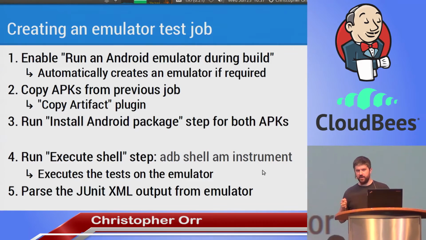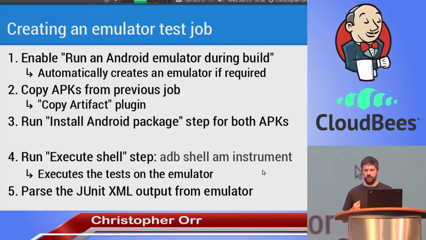Jenkins will then create that emulator for you on the fly at the start of your job. It will start it up, wait for it to finish starting up, and then start archiving all of the log output to disk. Once that's done, your build steps will start running. The second step is, of course, to use the copy artifact plugin. We copy the APKs we built in this previous job into the workspace. Then there's another Android build step called install Android package, and that will do what it says onto the running emulator.